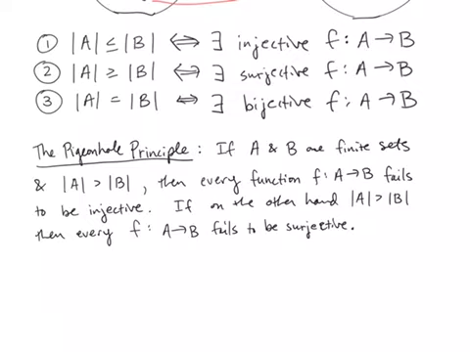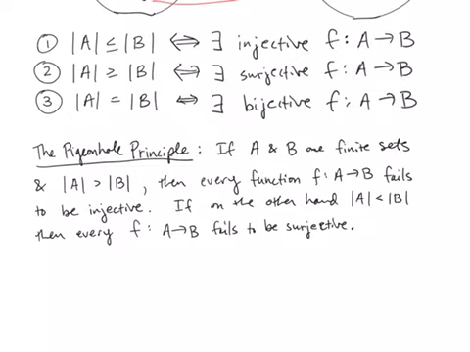So the main consequence is encapsulated in what's called the Pigeonhole Principle. And you get the Pigeonhole Principle by taking 1 and 2 and phrasing them in terms of the negation. So for 1, we would have the not of the left-hand side is equivalent to the not of the right-hand side. In particular, if the cardinality of A is bigger than the cardinality of B, then there does not exist an injective function from A to B. And for the second one, if the cardinality of A is less than the cardinality of B, then every function from A to B fails to be surjective.